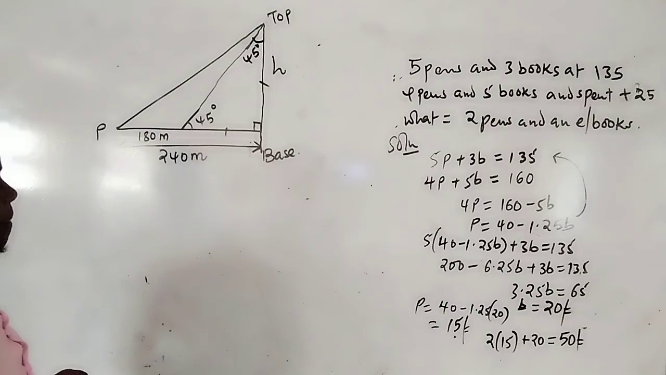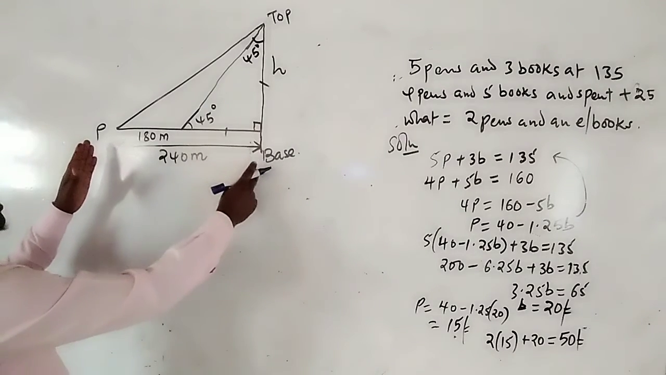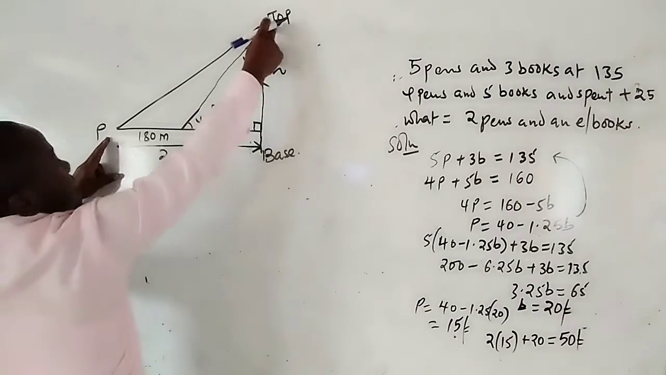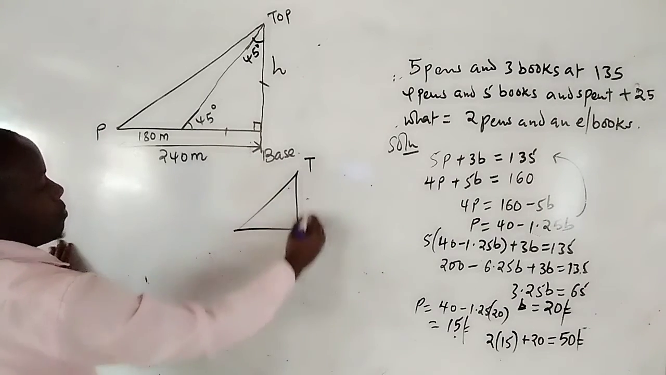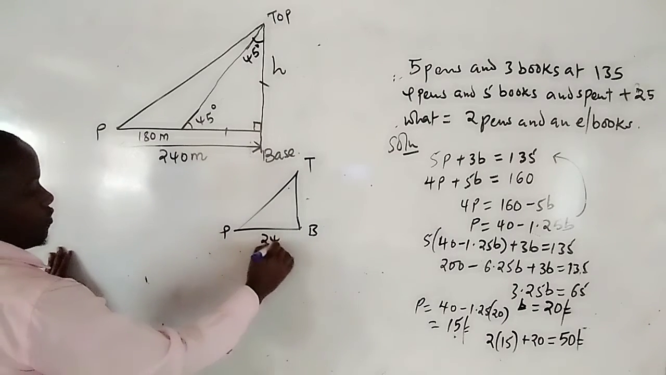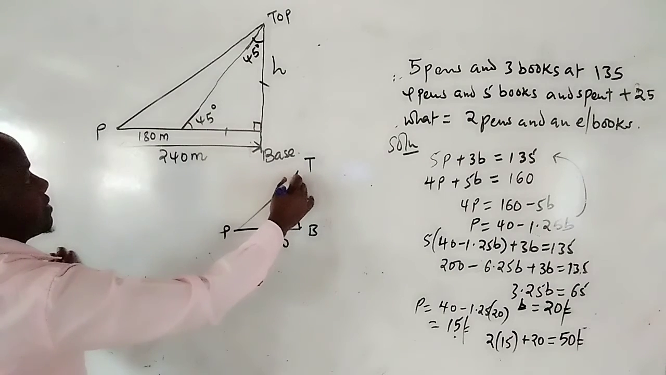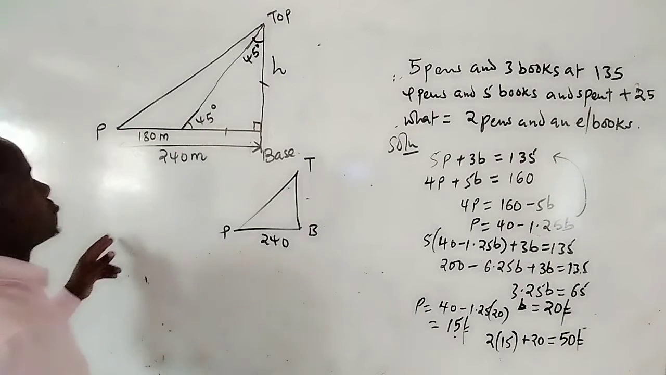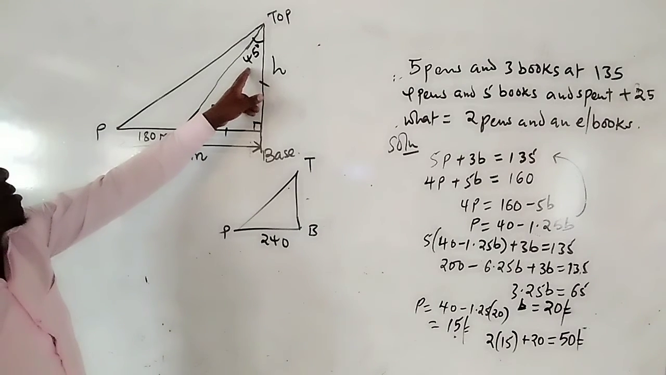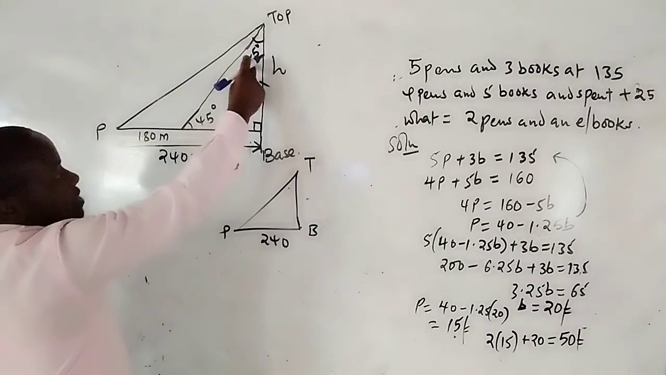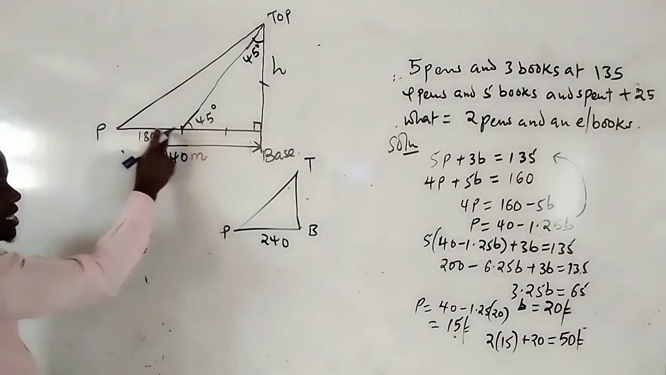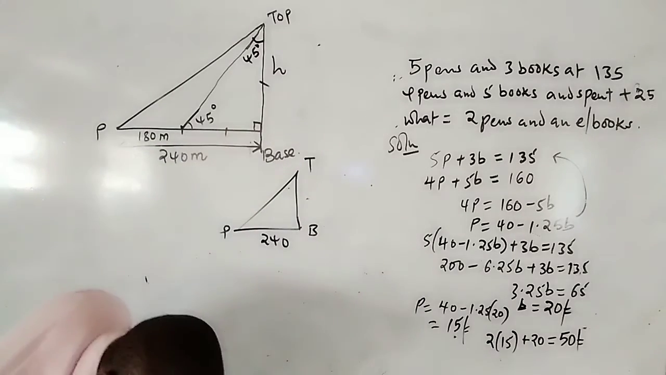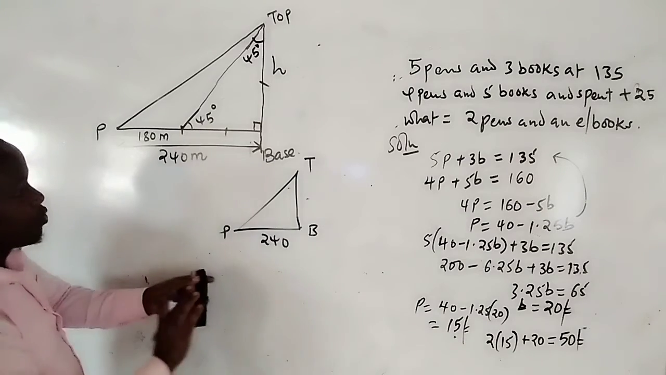Now with that being equal, we can use this triangle PTB. You can call it PTB. Top, base, point P, 240. We have realized that this is 45. Now with this as 45, and from P to this point where he comes to realize that these are 45 degrees is 180, we can get this length, this remaining length here.